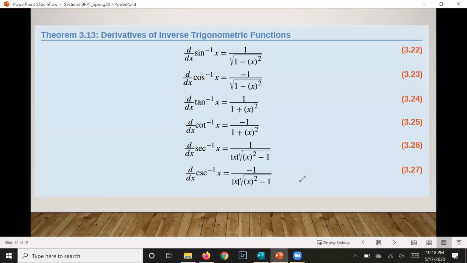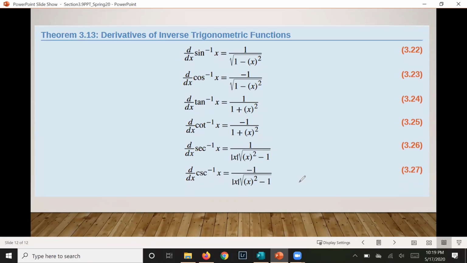These are the derivatives of all of the inverse trig functions. Inverse sine, as you see, has derivative 1 over the square root of 1 minus x squared, or whatever the input variable is, squared. Inverse cosine is negative 1 over the square root of 1 minus x squared, very similar to the one for sine, except it's negative. The derivative of inverse tangent is 1 over 1 plus x squared. Inverse cotangent is negative 1 over 1 plus x squared.